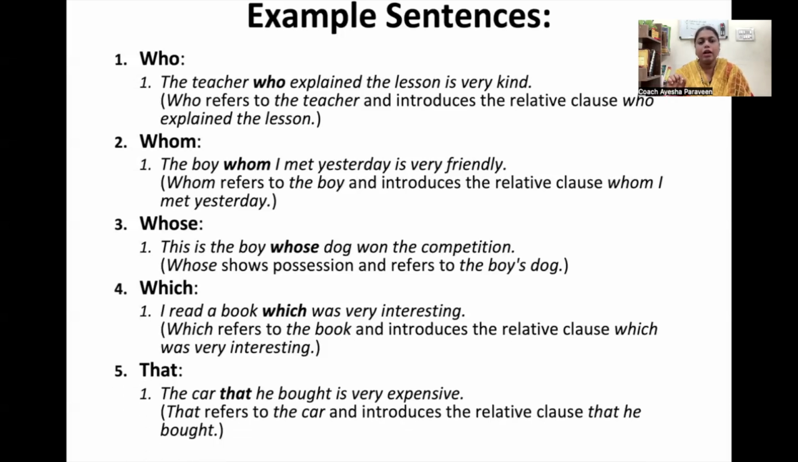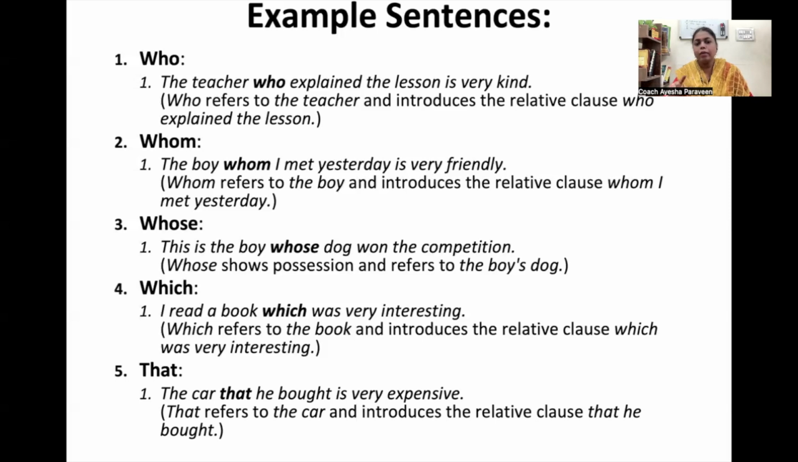The car that he bought is very expensive. That refers to the car and introduces that relative clause that he bought. So again here, that, which is only for object, it is not for any person, but that can be used for an object, and in some rare cases that can be used for a person also. The car that he bought is very expensive.